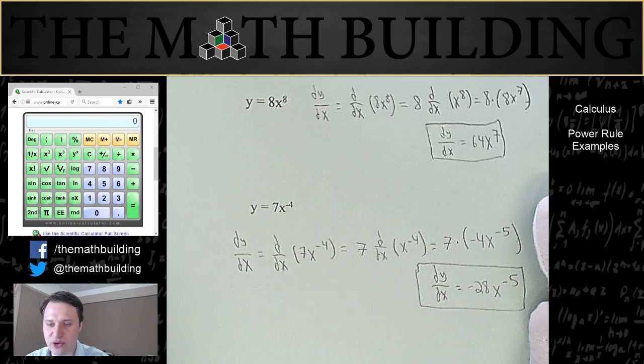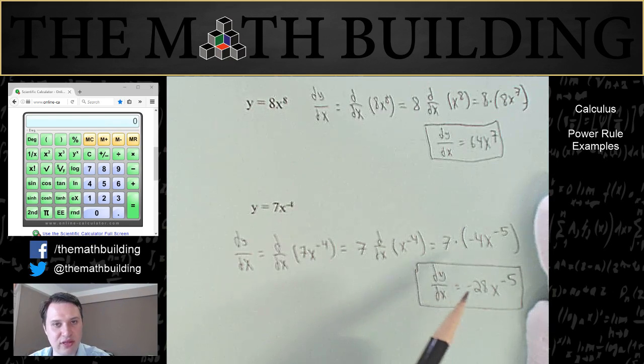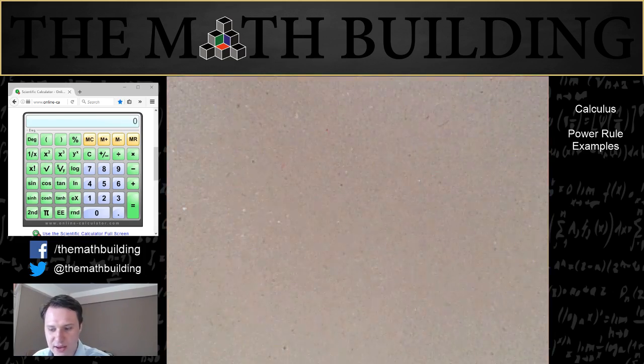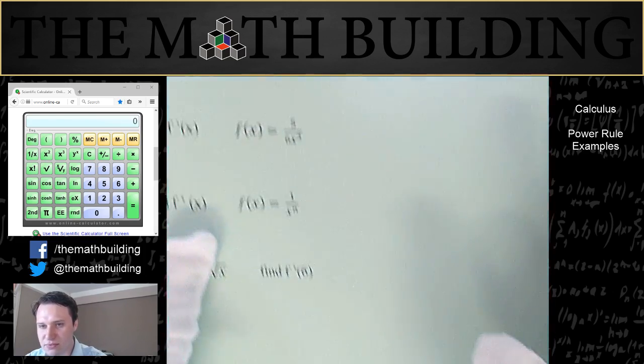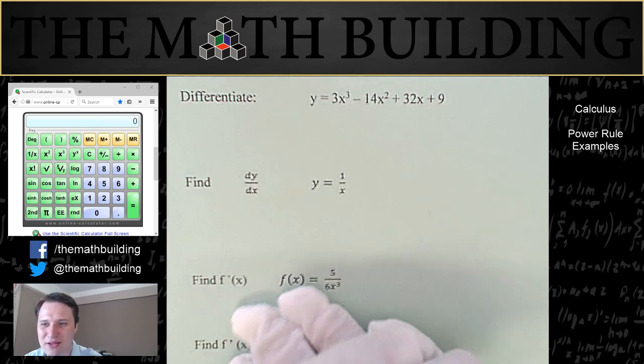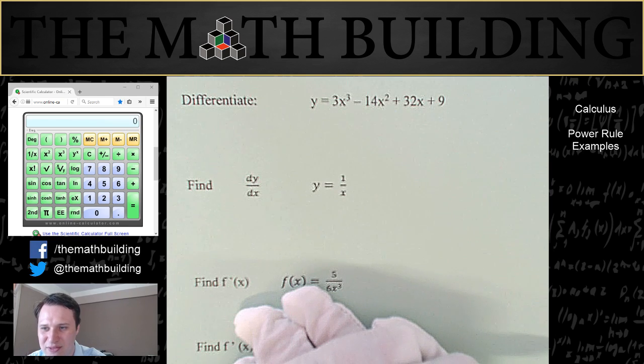So notice that if we're doing the power rule and we have a negative exponent, our answer's sign will flip because we bring down that negative sign. Let's do some more examples. This is a great one. Differentiate y equals 3x to the 3 minus 14x squared plus 32x plus 9.